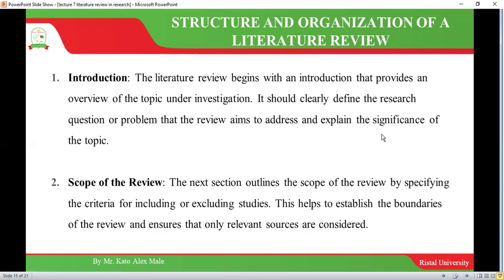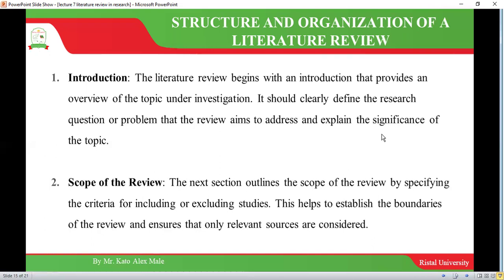We shall get samples when we reach research methods 2. I told you that will be the practical part of the research methods module. I'll be trying to show you some of these things and how you can do them. So for that case, you shouldn't be worried. It should be clearly defined. You should clearly define the research question or problem that the review aims to address and explain the significance of the topic. This is done under the introductory part of your literature review.